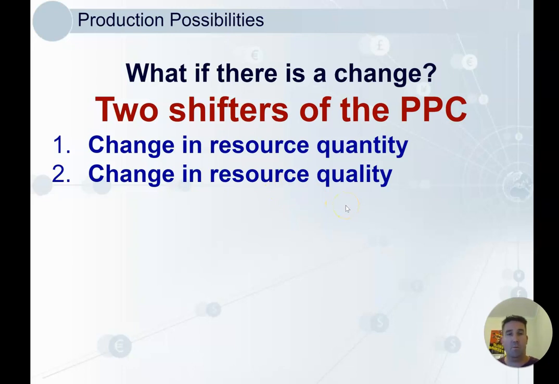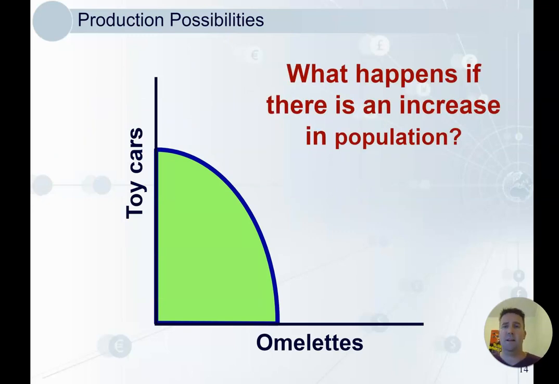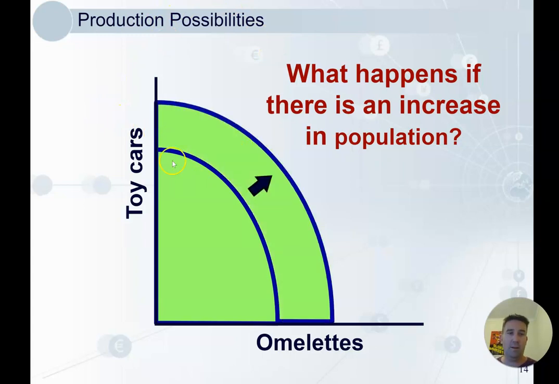Okay, let's look at how that works. Toy cars and omelettes we're going with. Now, what happens if there's an increase in population? Increase in population. That's a resource. People are a resource. So we can produce more than we possibly could before. If we put all our resources towards toy cars, we can make more. All our resources towards omelettes, we can make more. So the whole curve will shift outwards, like so.